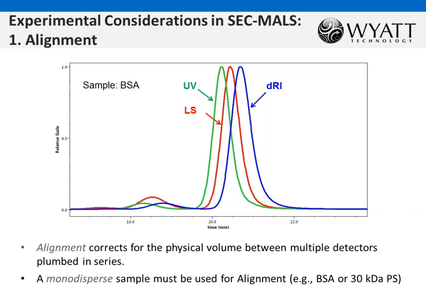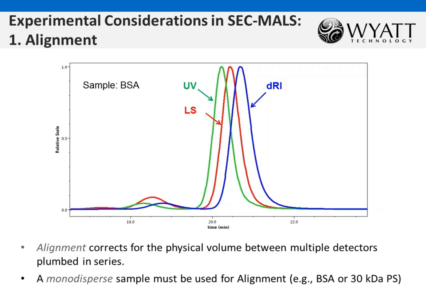We need to determine the physical delay volume between these three detectors, since in actuality we want to determine the concentration and light scattering signals at the same slice to calculate accurate molar mass. Software is used to overlay the signals to correct for that physical volume between multiple detectors in series.